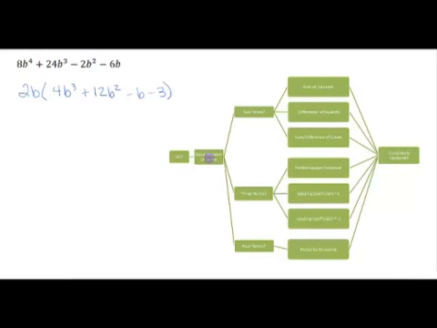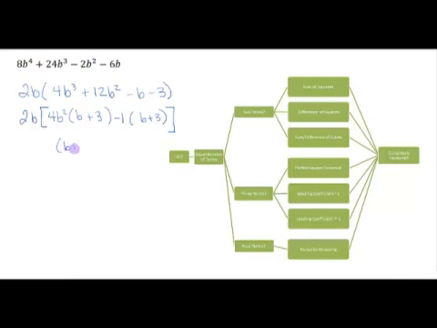Now let's count the number of terms. I have 4 terms here, so my only option is to factor by grouping. When I do factor by grouping, I'm going to put a square bracket there, and I look for the greatest common factor of my first 2, which is 4b squared. And that leaves me with a b plus 3. Here I'm going to take out a greatest common factor of negative 1, and I'm left with b plus 3. Now, since those binomial factors match, I'm able to go on with my factor by grouping.